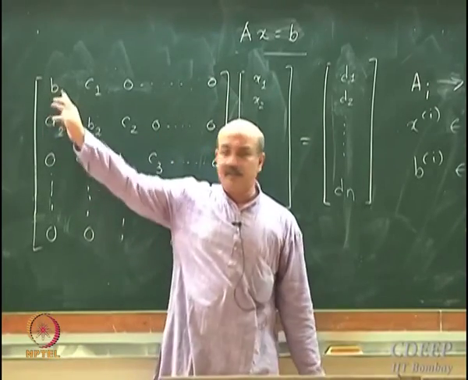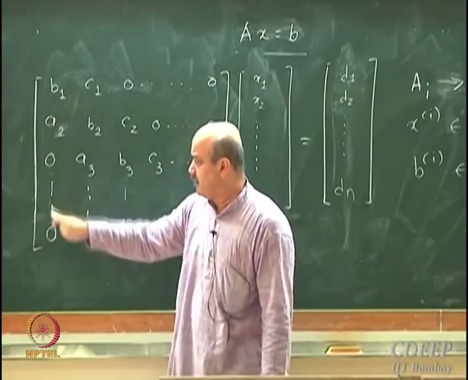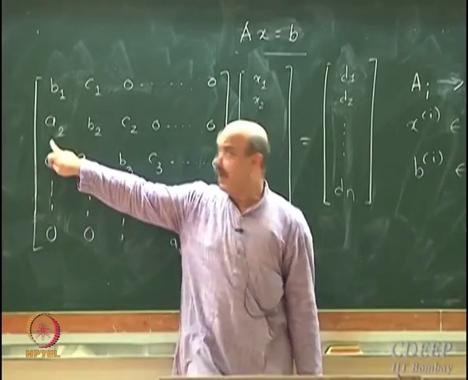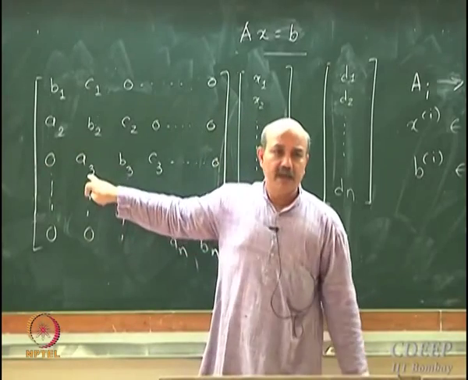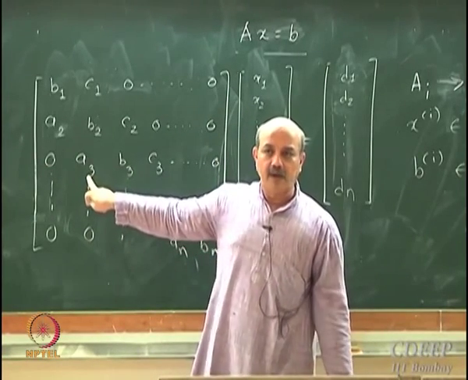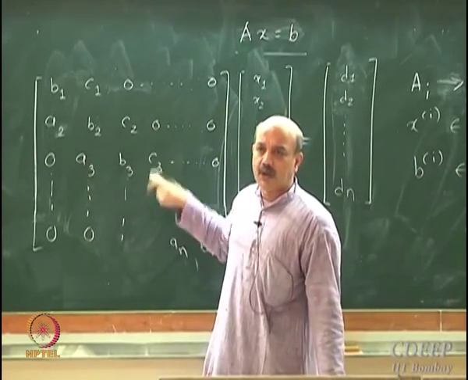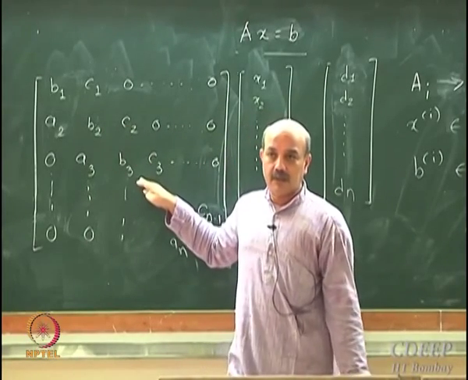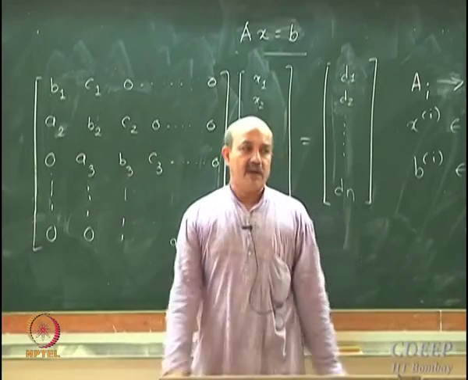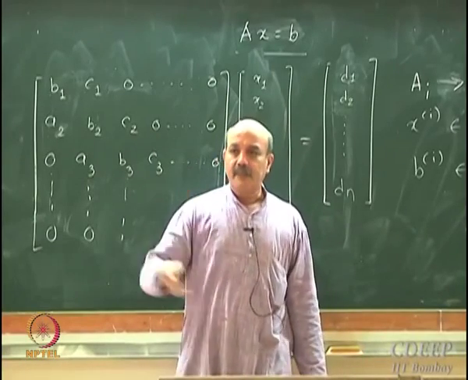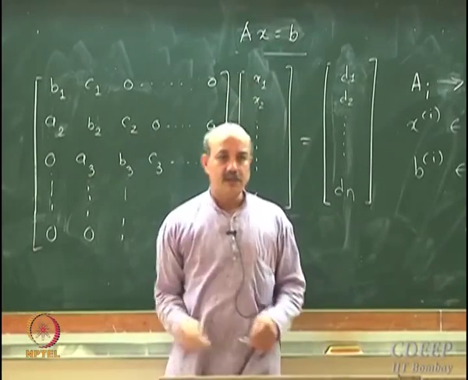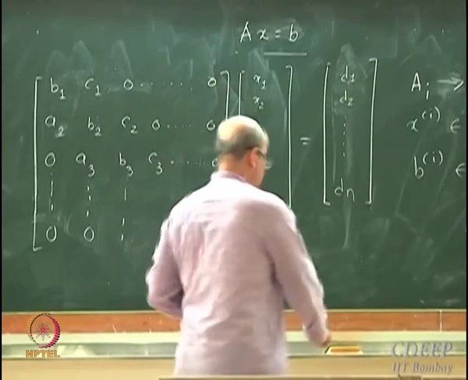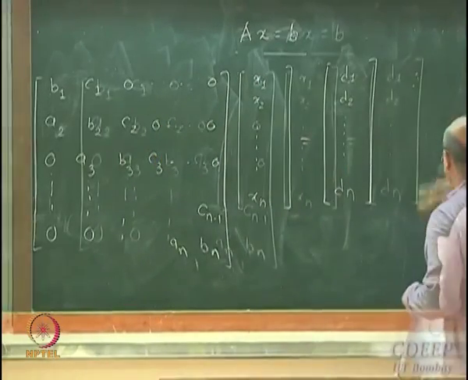You should just eliminate. I don't have to do Gaussian elimination for these elements here. I just have to eliminate A2. Okay, when I come here, I just have to eliminate A3, and so on. So I just have to eliminate one element below the main diagonal. That will give me an upper triangular matrix, and then I just go on doing the backward sweep. So if you just write the steps here, it will be something like this.